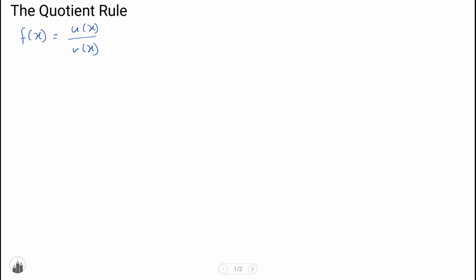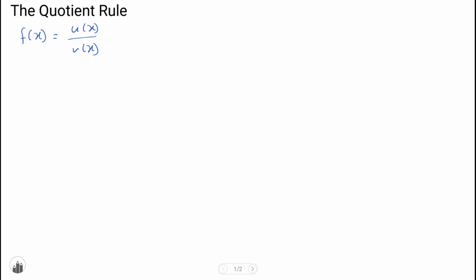In this video, we're going to take a look at the quotient rule and see how it works. The quotient rule is used when you've got a function like this, a fraction where you've got a function at the top and at the bottom, and neither of these are constants.